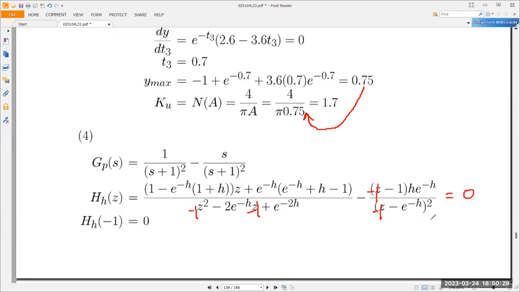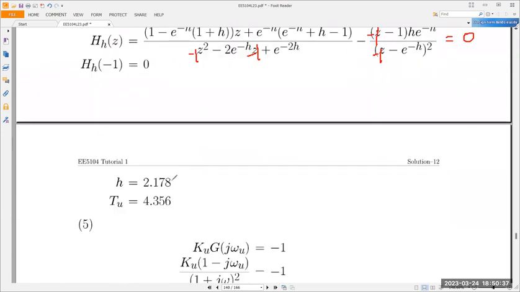So there's only one unknown, h. One equation, one unknown. You solve for h, and it gives you 2.178. And if you multiply by 2, this would be the exact period of the oscillation with no approximation.